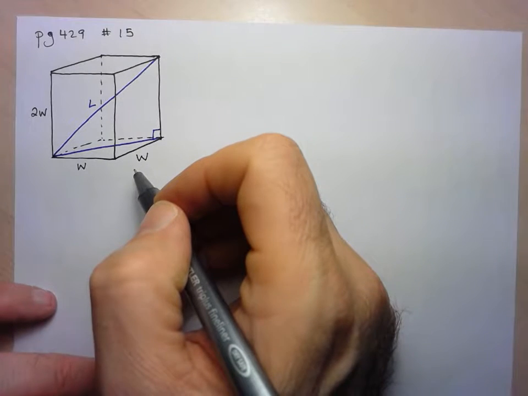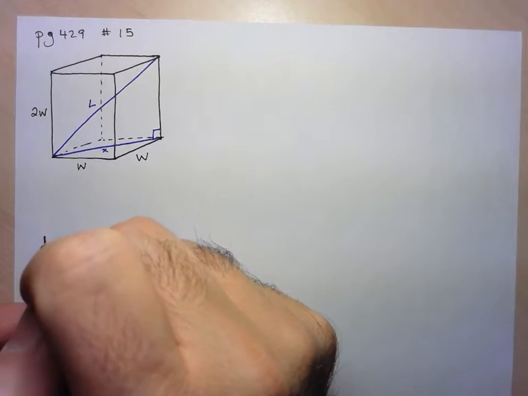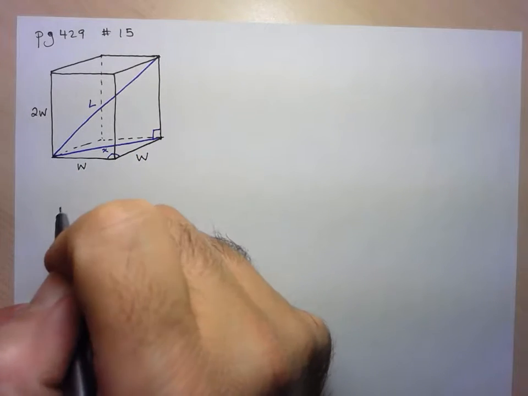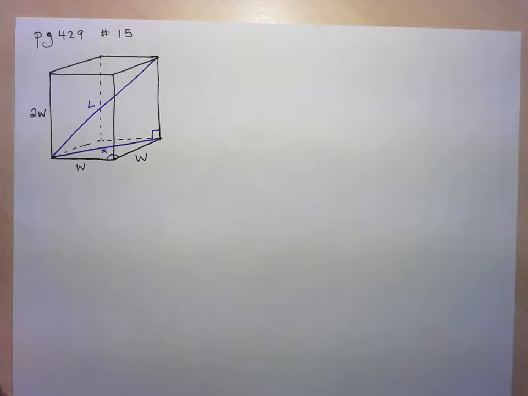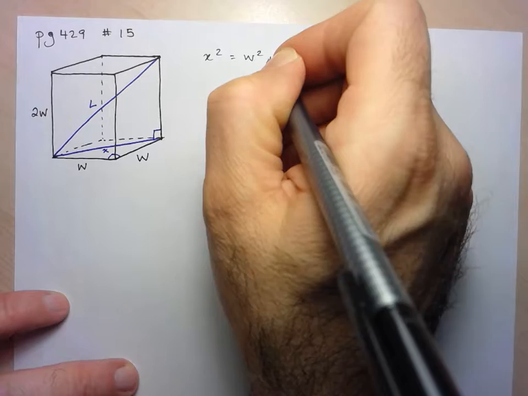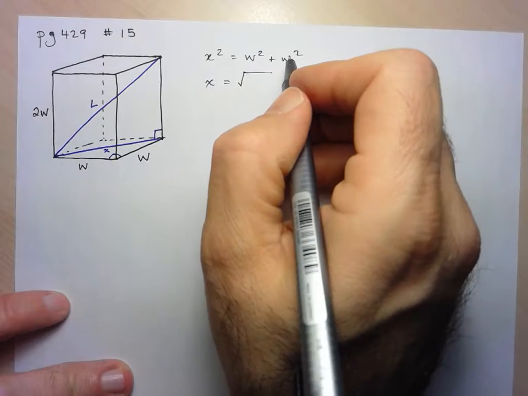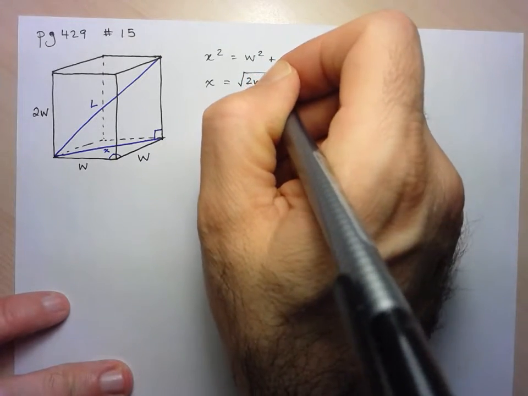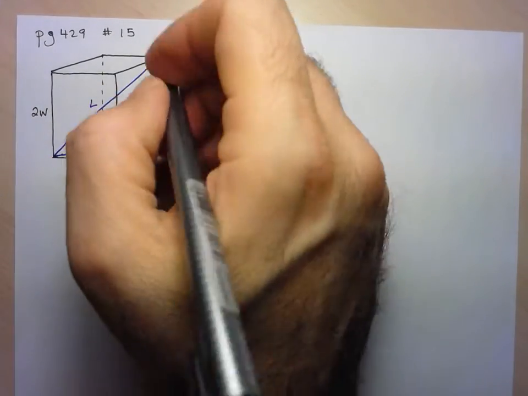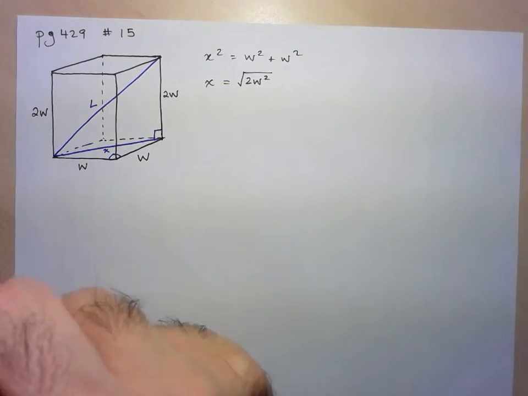The first thing we're going to do is find this length here. Because the length and width are also 90 degrees, we have a right angle triangle there. To find x, we just use Pythagoras, so x squared is equal to w squared plus w squared. That means x is equal to the square root of w squared plus w squared, which is 2w squared. Now we can use the fact that this edge has the same length as that one there, so it's 2w, and now use Pythagoras on this bigger triangle to find L.